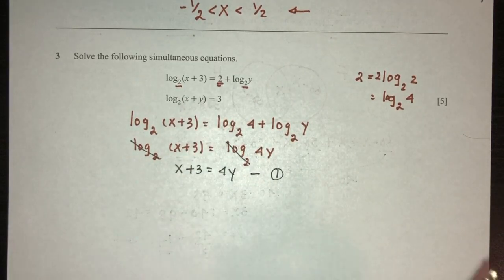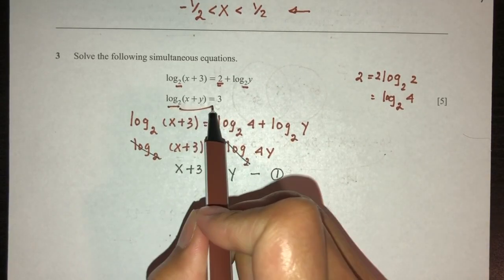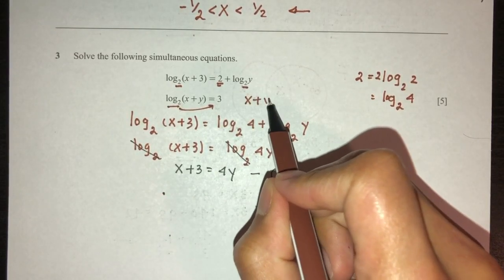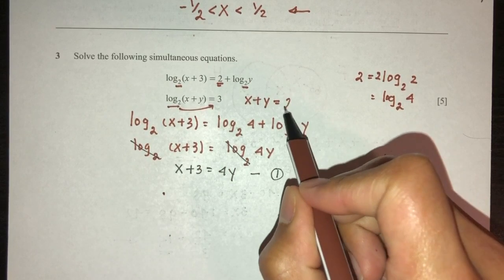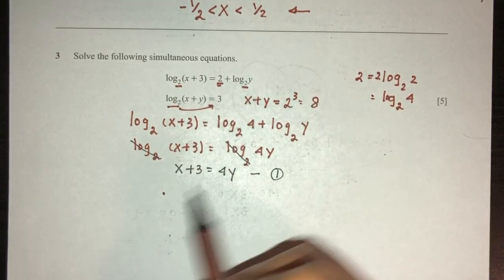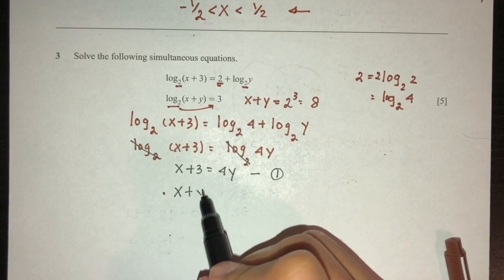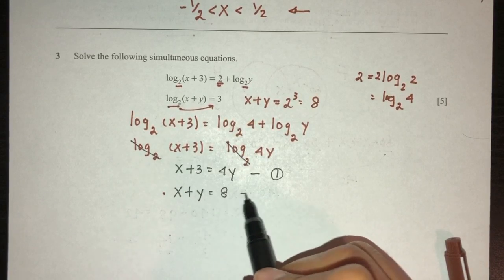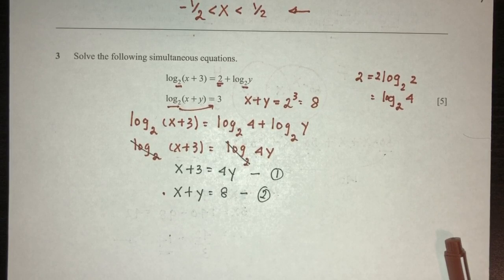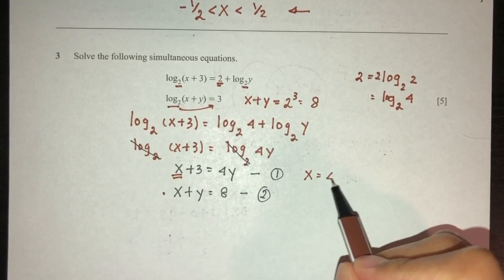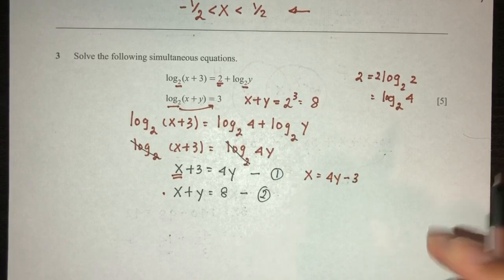Now for this one, pretty easy. We can just send this one directly over here. That will become x plus y equal to 2 power 3, which is 8. So you have the second equation, x plus y is equal to 8. That is number 2. Let's make x the subject of formula. So x is equal to 4y minus 3.